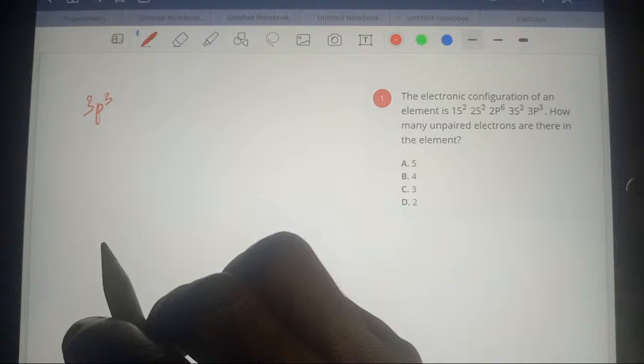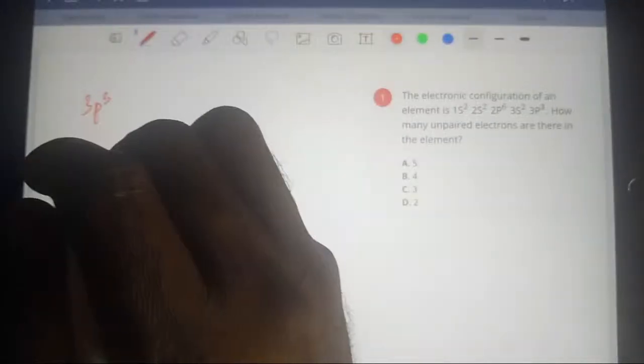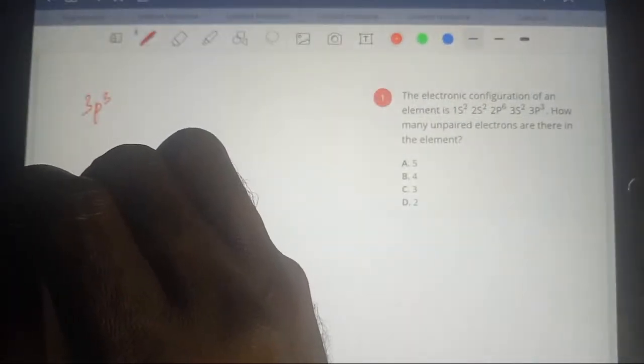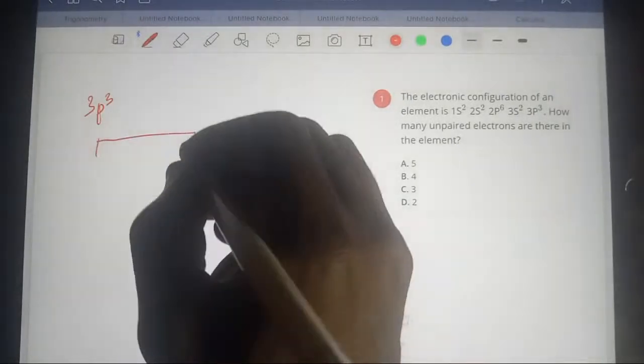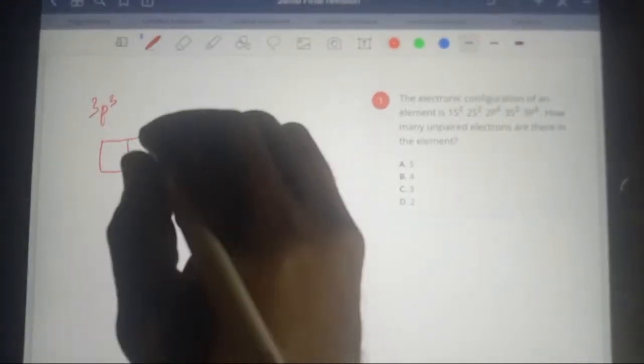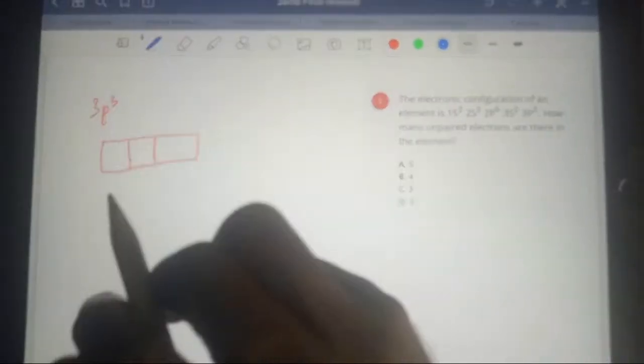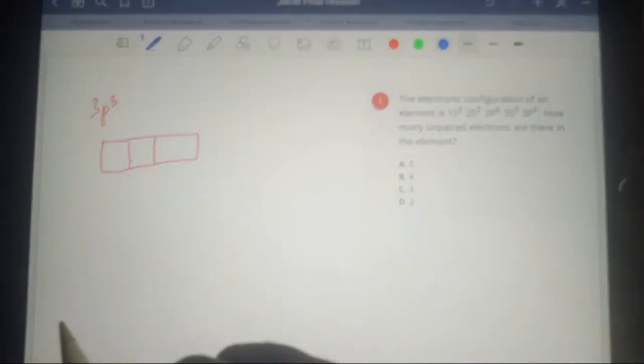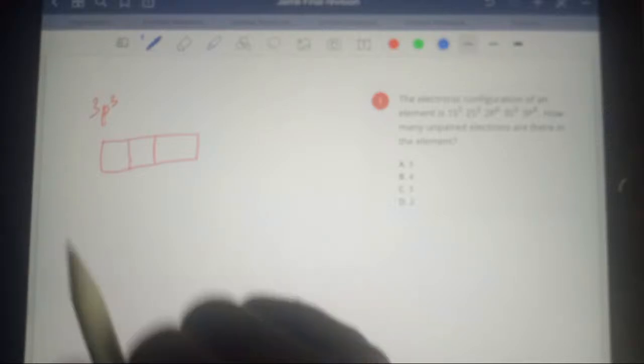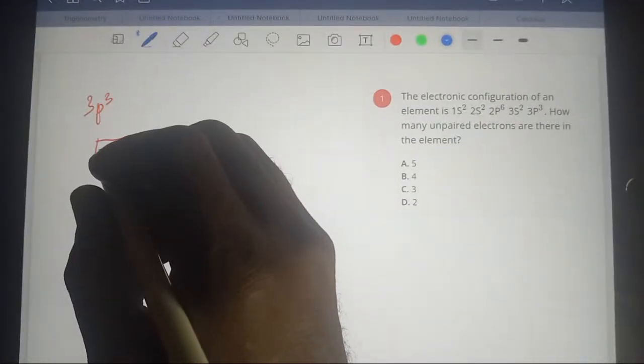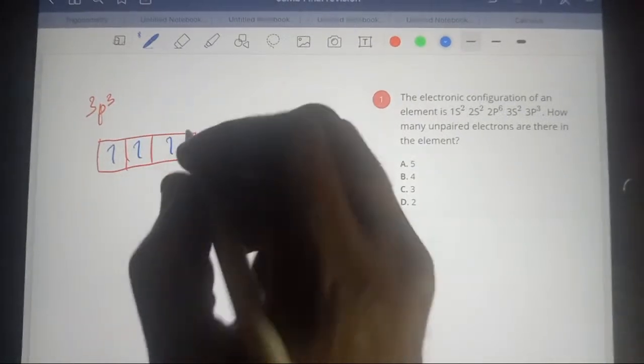P orbital is divided into 3 degenerate orbitals. So we have 3 here: 1, 2, and 3. Then remember that according to Hund's rule of maximum multiplicity, in a set of degenerate orbitals, the pairing cannot start until each of the orbitals has gotten at least 1 electron. Therefore, the only correct way to put these electrons is 1 each. And this shows that it is not paired. Therefore, we have 1, 2, 3 unpaired orbitals.